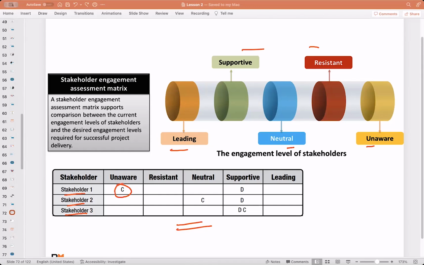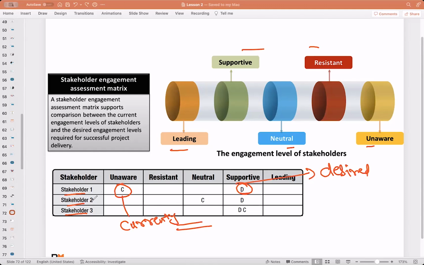Are you getting the point? But my desire, see, D stands for desire. Please make a note of it. C stands for currently and D stands for desired. My desire is that let that person be supportive in my project.